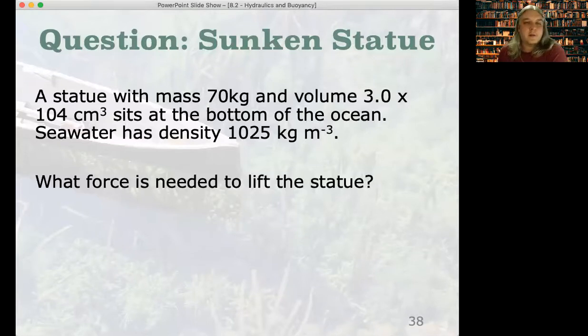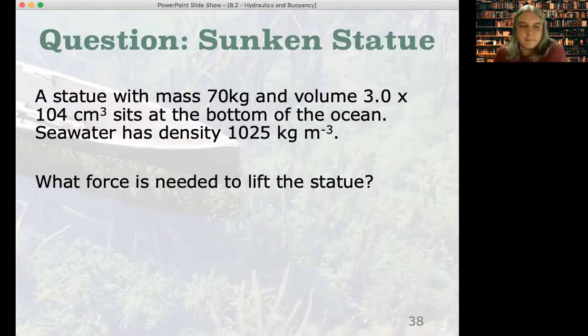Seawater has a density of 1,025 kilograms per cubic meter. So you might recall we've seen different densities for seawater. In this instance, we're being told that density. If we weren't told one, we could go and look up different reference tables. But as I already said, it does vary. So if you're given a value, make sure you use the given value. And the question is, what force is needed to lift the statue?